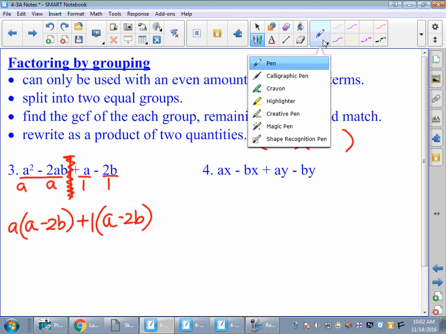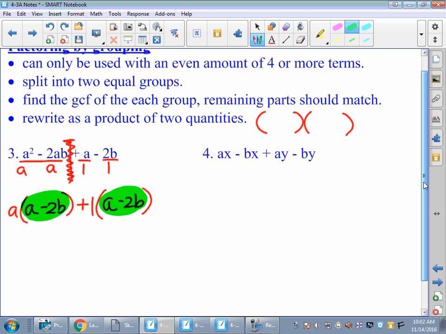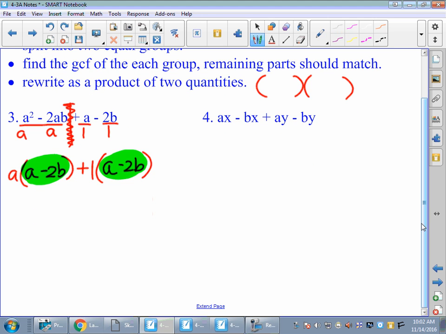But what I want to point out here is that this remaining term, A minus 2B, matches this one. If they don't match, this is where you know you did something wrong or this factoring doesn't work. Since they match, that tells me that A is being multiplied by A minus 2B, 1 is being multiplied by A minus 2B, so therefore we can say that A plus 1 is being multiplied by A minus 2B. So you take those 2 outside numbers, put them together in one quantity, and then rewrite the A minus 2B once. So rather than saying that each term is being separately multiplied by A minus 2B, I just combine them and say they're both being multiplied by A minus 2B.